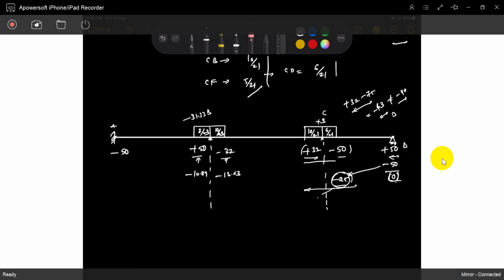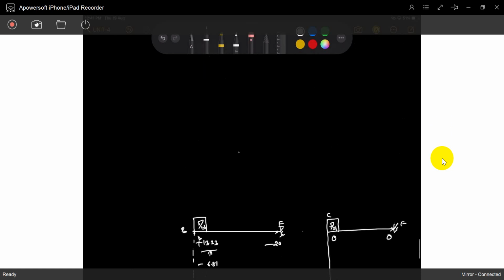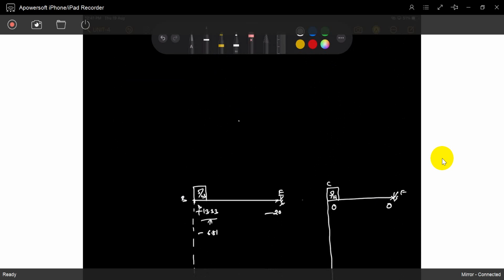Okay, plus 3. So take it. How is it distributed? 3 multiplied with 10 by 21, it is 1.42. Because it's a minus 3, you have to apply plus 3. So 1.42, and again, it's 6 by 21, it's 0.85. And for CF, it's 5 by 21, it's 0.71. That's it.